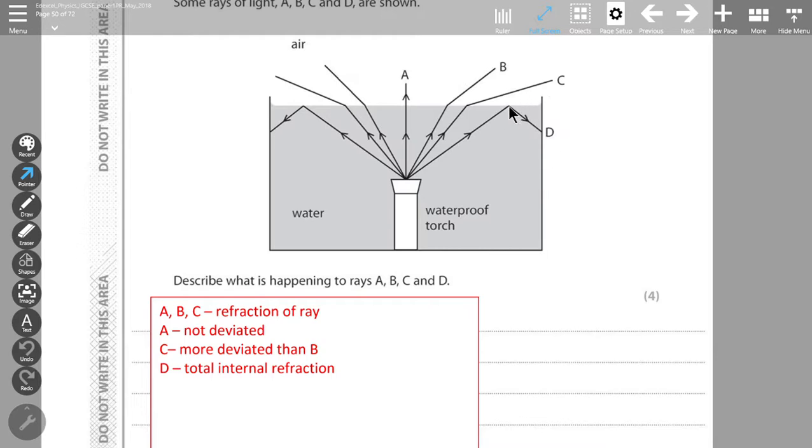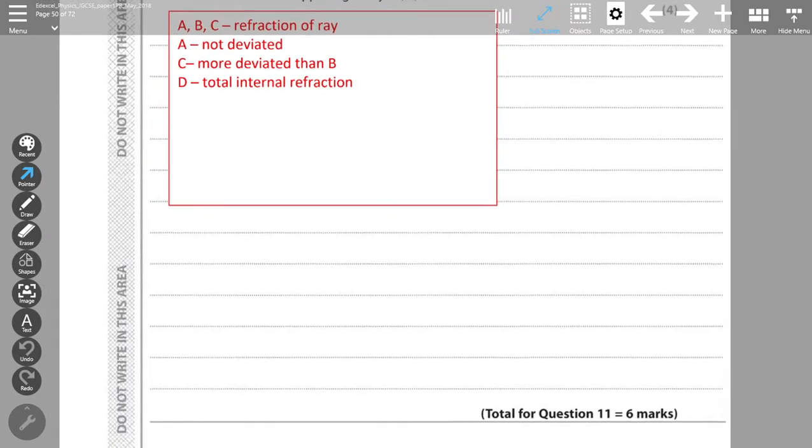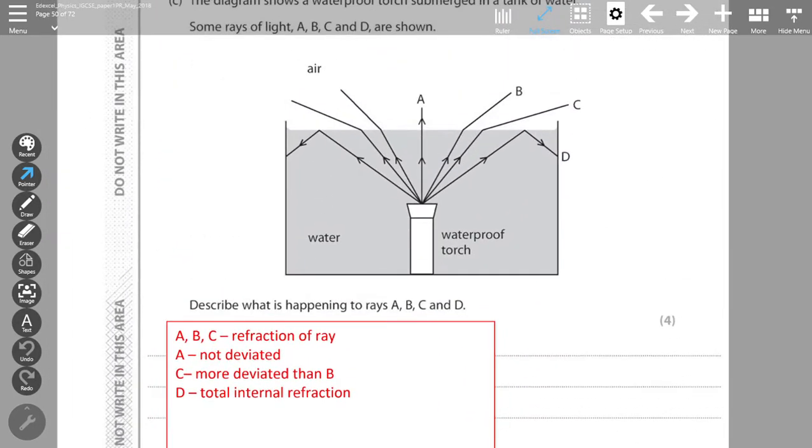It means that we have total internal reflection. All light is reflected. This happens because the angle of incidence is greater than the critical angle of the material.